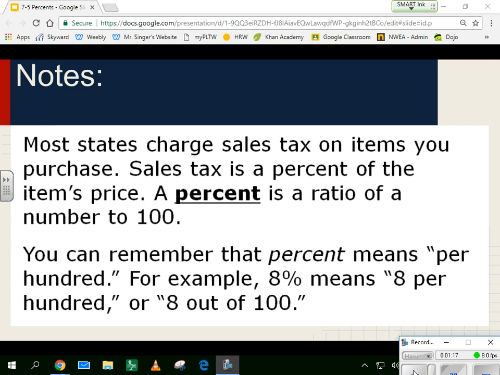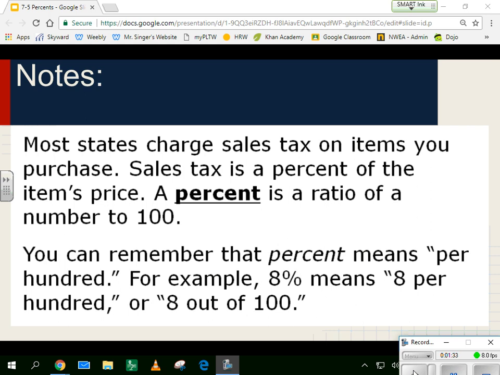All right, sometimes you're going to see percent whenever you go shopping, and one of the things you'll normally see percent with is sales tax. So most states that you go to have a sales tax on things you purchase. Sales tax is basically a percent of the item's price.